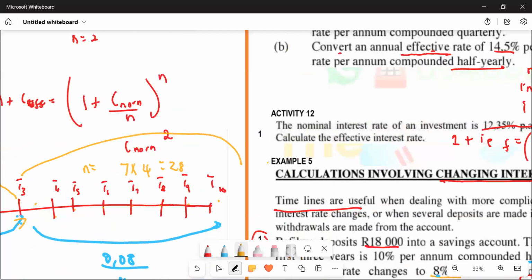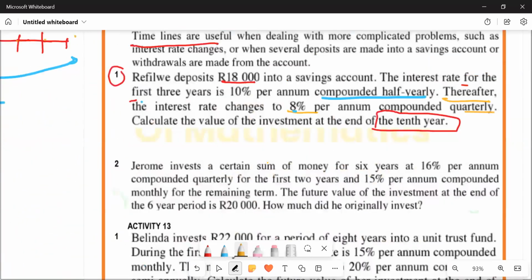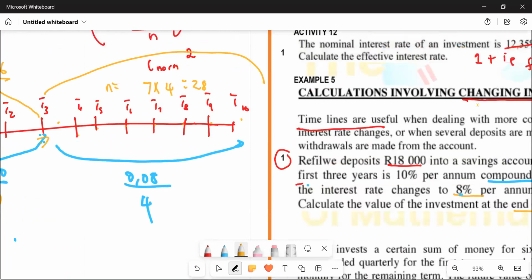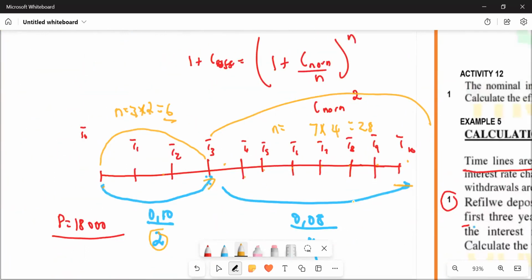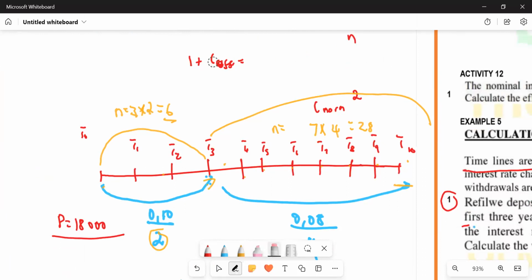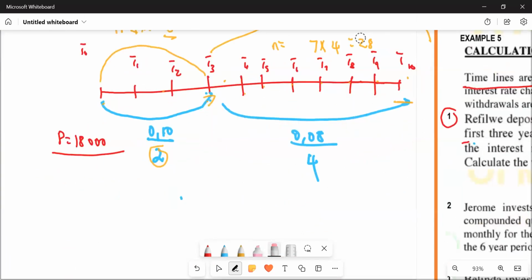So what do they want? Let's check what it is that they want. They want to calculate the value of the investment at the end of 10 years. So we want to know what is going to be the future value here. Which formula are we going to use for such a question? That's the question that we should ask. We're going to be using exactly the same formula, the compound interest formula. But as we can see, our question is divided into two different parts. There is the first 3 years, and then there is the last 7 years.